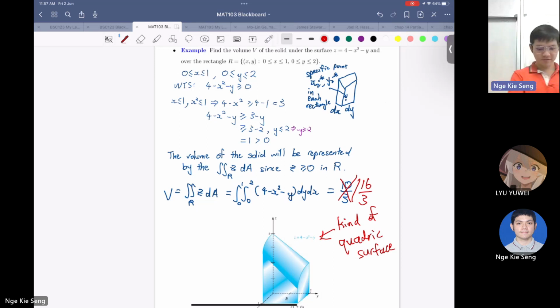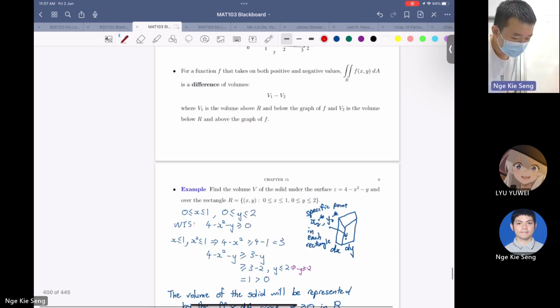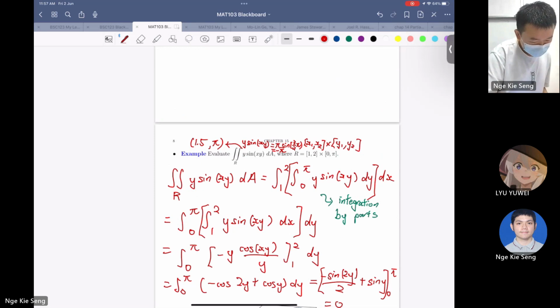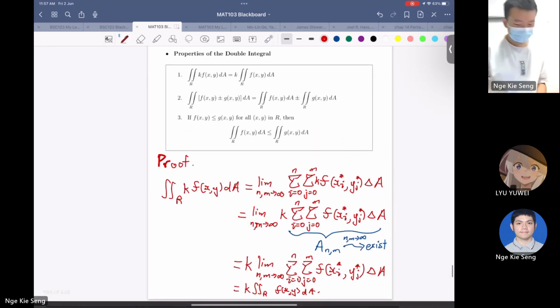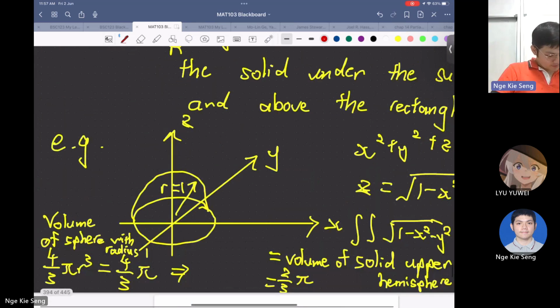Check the previous note. Sum from i equals 1 to n, it doesn't matter. It's just indexing. What do you mean by some of them?